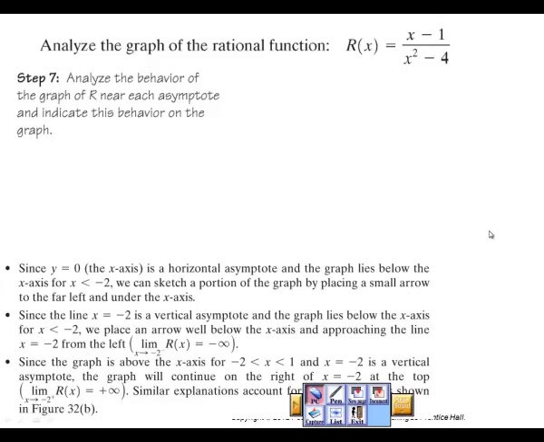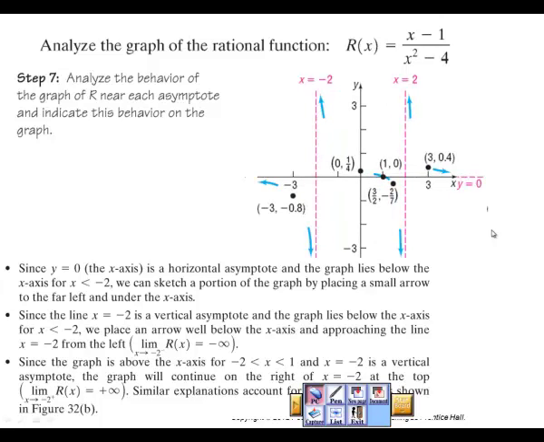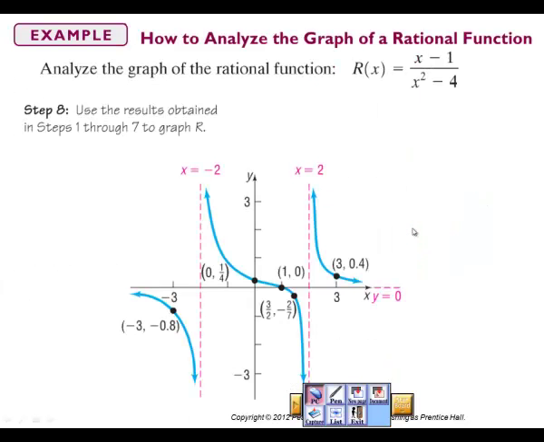Alright, so we analyzed the behavior of the graph as it reaches the asymptotes, and we determined that here we know that our point is positive, so it's going to come up. Here we have an intercept, and then here we have one point, there's our graph. Okay.